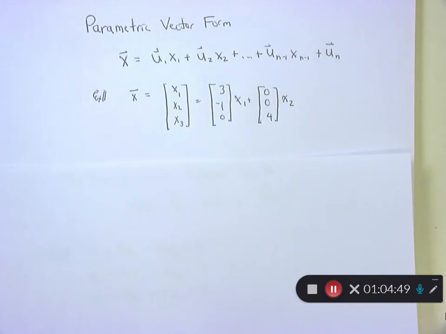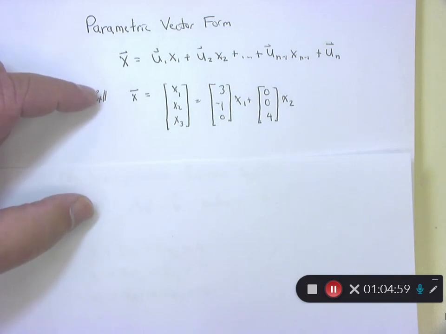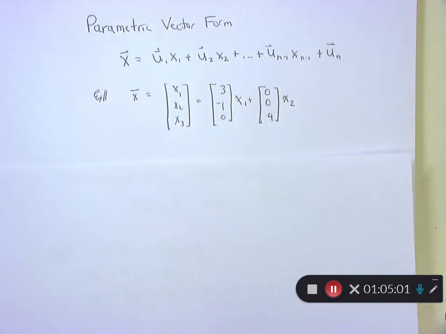So, as an example, here is a parametric vector form, x vector, which is x1, x2, x3, is equal to 3, negative 1, 0, times x1, plus 0, 0, 4, times x2. Okay? So now, this is what we're talking about in terms of parametric vector forms. And that's traditionally, with linear algebra, how we like to write our answers. So you're going to see me transitioning from just a system of equations and writing it in parametric form to parametric vector form. We're going to be beating that the rest of the semester.